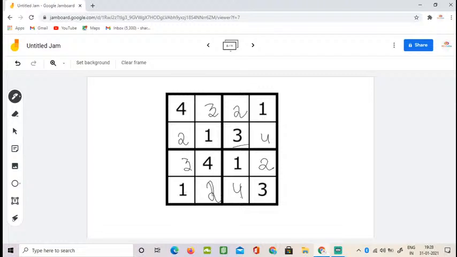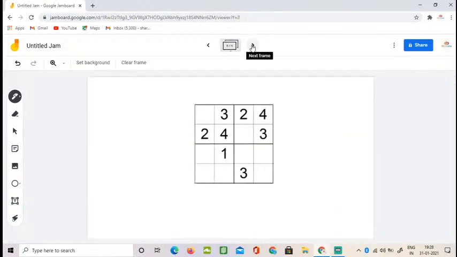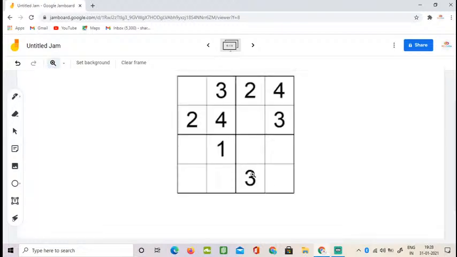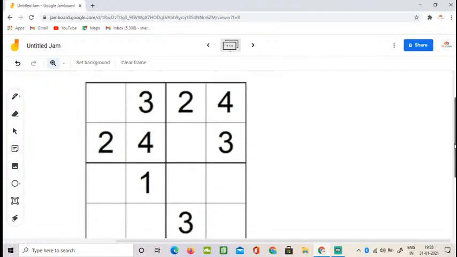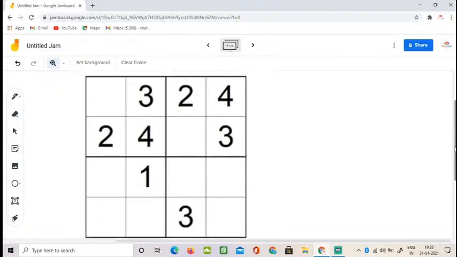Okay, so let me just move to the next question. Here you have the 9th question. I have zoomed it a lot. Even this has become so easy. So let me just give you the explanation.